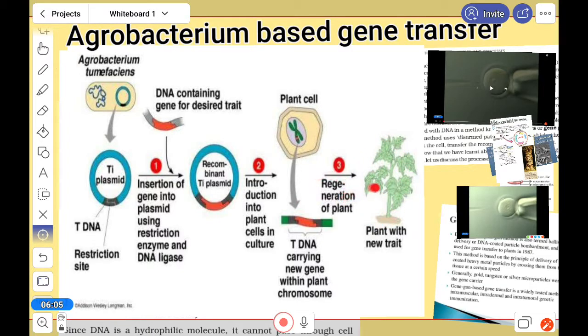When this bacterium gets inside, it introduces the tDNA, and with that tDNA we have attached our desired gene, so that each and every cell will get the desired gene and we get the characteristics. One limitation is that only dicot plants can get this character, not monocots.